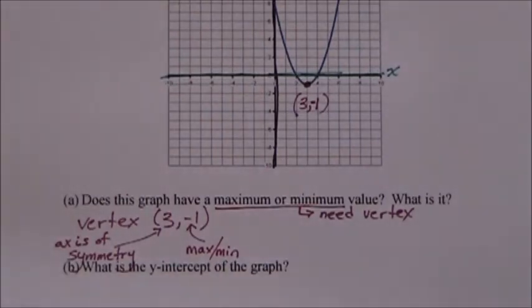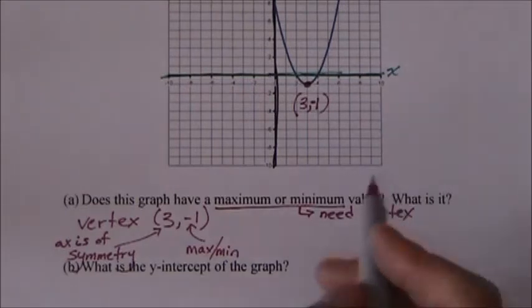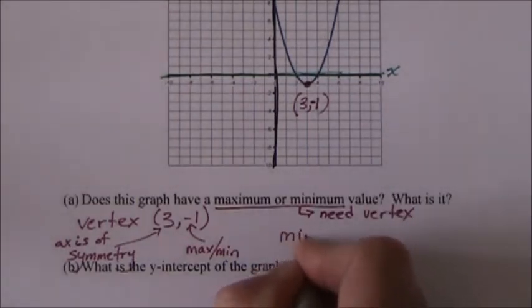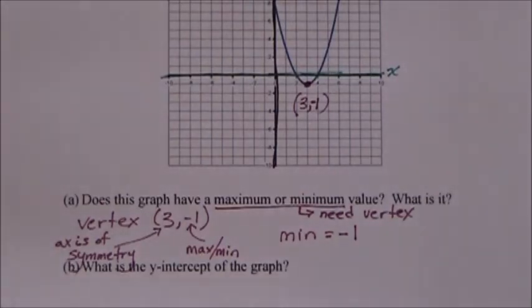Now, the vertex will tell you what the value is. You need to look at the graph to decide whether it's a max or a min. And very rarely will we ask you what is the max or what is the min. Sometimes we do. Often you will see it like this, where you need to determine whether it's a max or a min, and then say what it is. So in this case, because it was the valley shape, we have a min, and it is equal to negative 1.